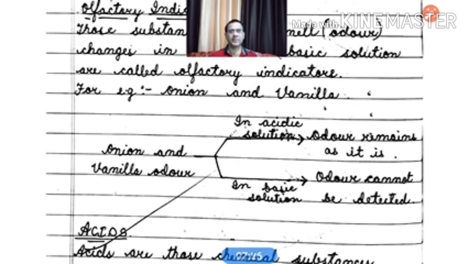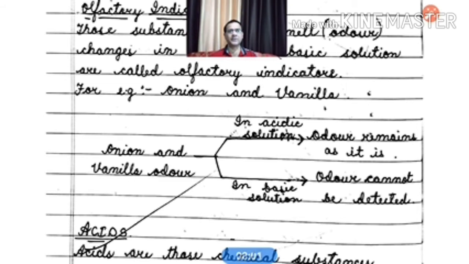It means the acids do not destroy the smell of onion. Now another strip, a very small piece of cloth, I first dip in the onion extract, and afterwards we put it in the basic solution. Odor cannot be detected. It means the basic solution completely destroys the smell of onion. So what is the conclusion? Onion and vanilla both are called olfactory indicators, and they are also used to differentiate the acid and base.